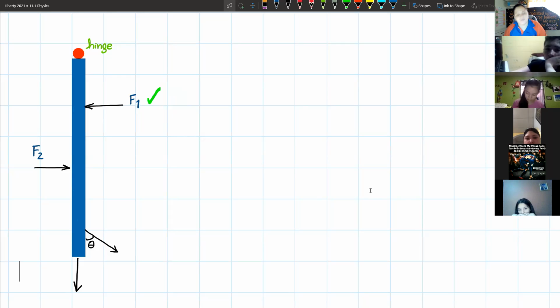For the force 2 applied to the right, is it going to produce rotation, yes or no? Again, yes. Grab your pencil, and yes, you can see rotation is produced. So you can conclude that force 2 also produces rotation.